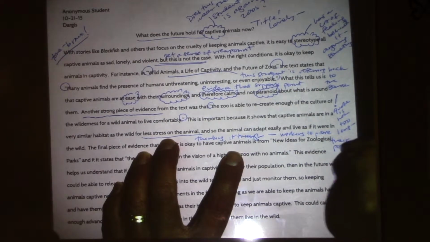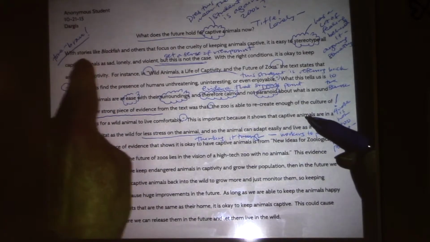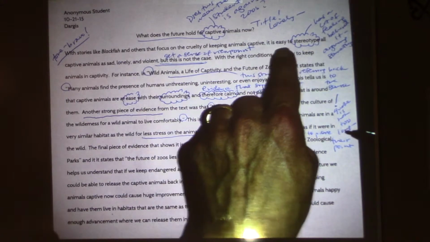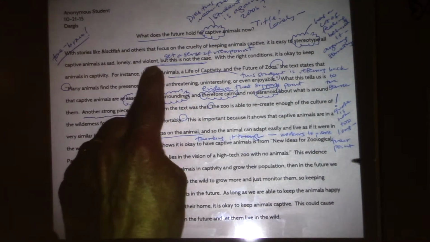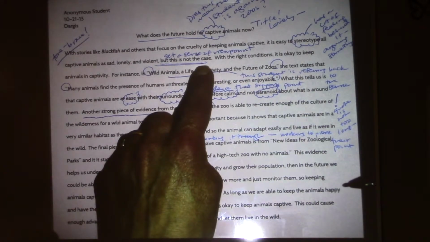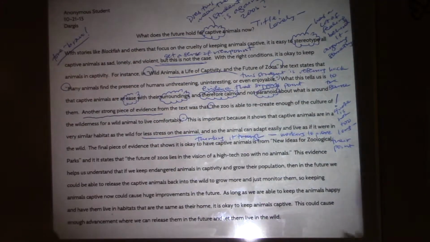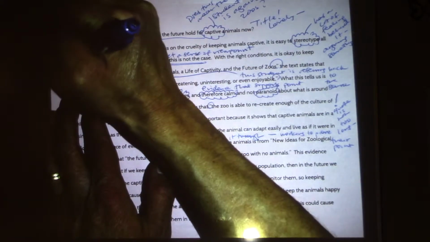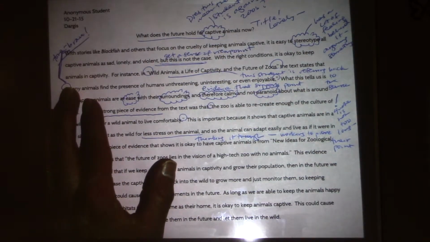Now, if I go back to the beginning and I look at the point just to kind of remind myself, I go, okay, with stories like Blackfish and others that focus on the cruelty of keeping animals captive, it is easy to stereotype all captive animals as sad, lonely, and violent. But this is not the case. With the right conditions, it is okay to keep the animals in captivity. You know, here's another thing that I'm noticing right now, is that this point kind of goes over 2 sentences. What do you guys think about that?